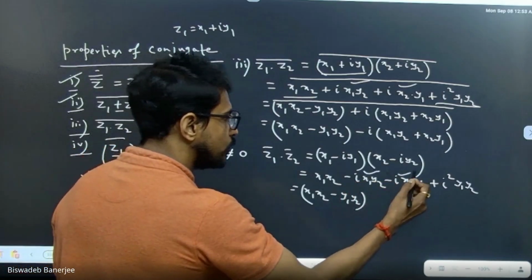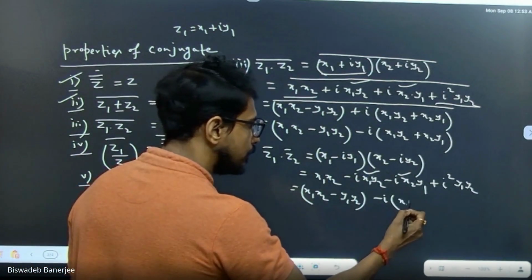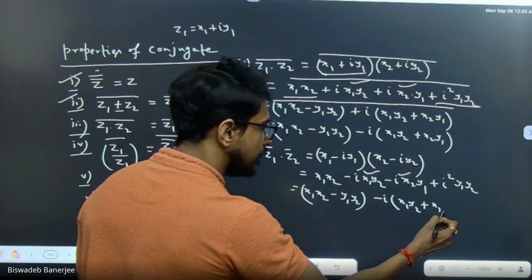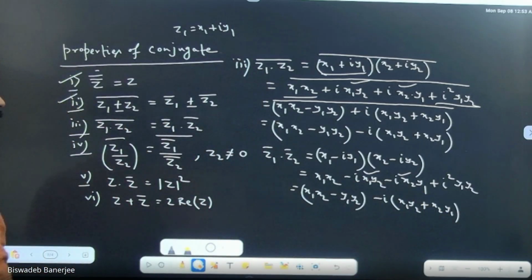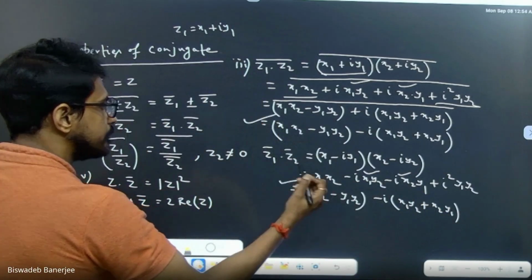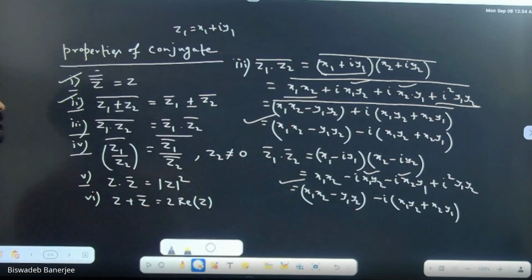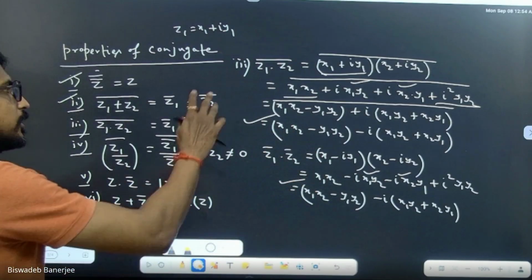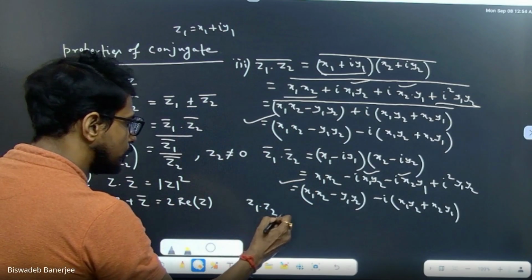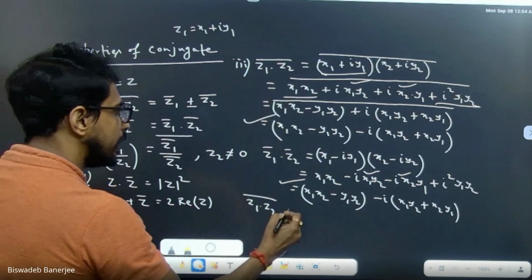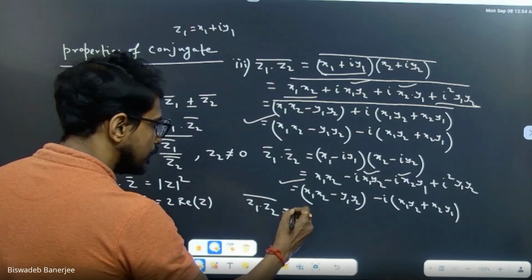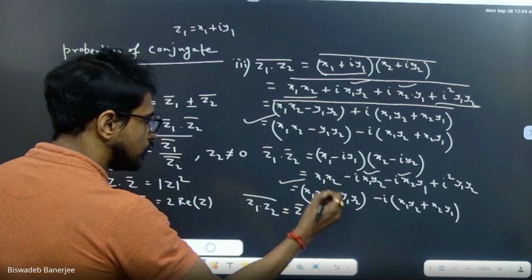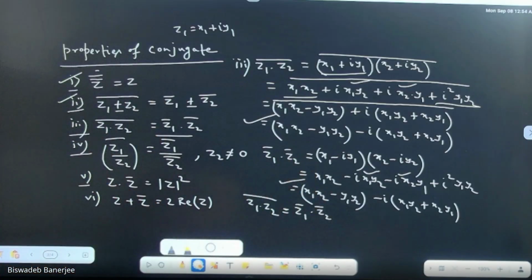And from these two, you can take minus i common. This will be x1 y2 plus x2 y1. So see that these two are equal. That means my (Z1 into Z2) whole conjugate is equal to my Z1 conjugate into Z2 conjugate. See that. Similarly, property 4, try to solve yourself.